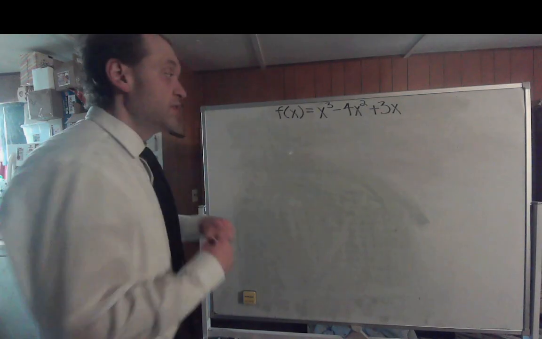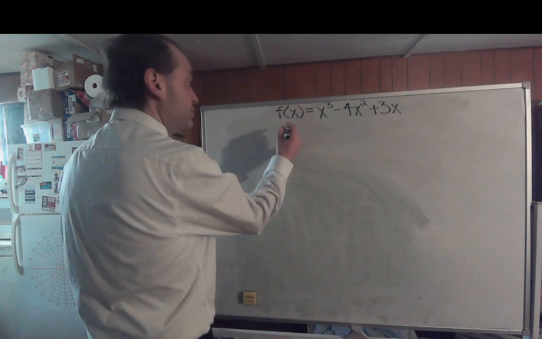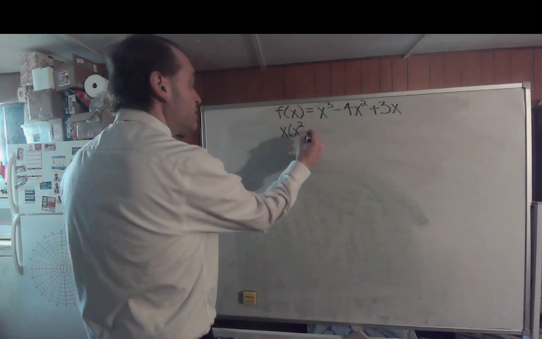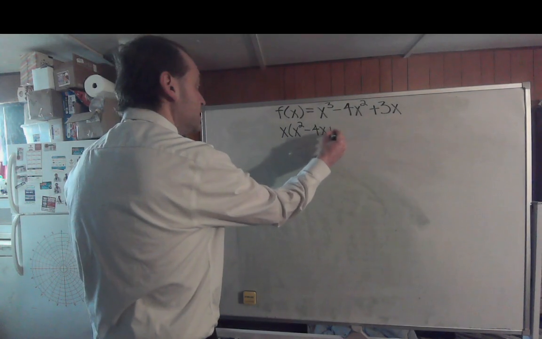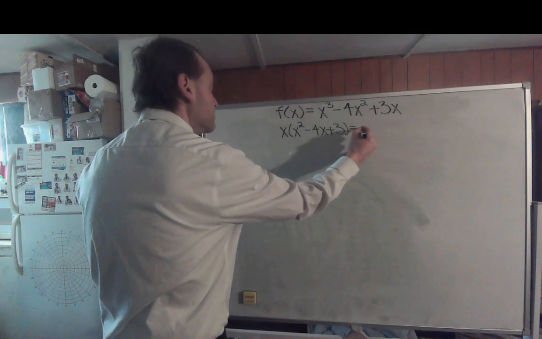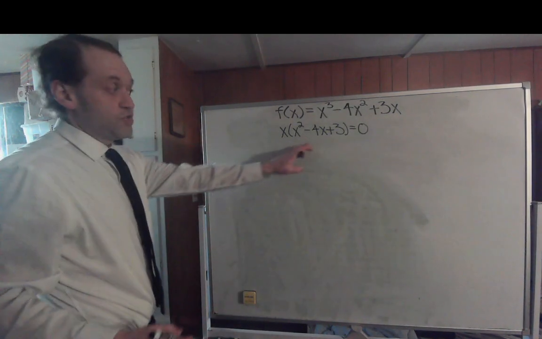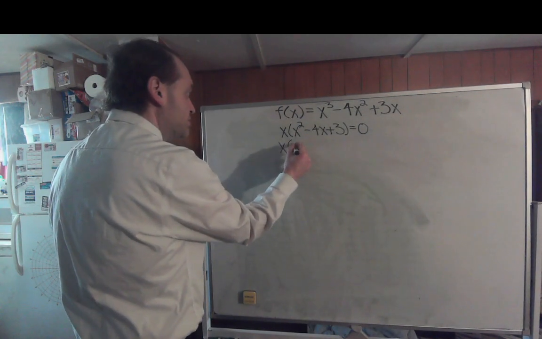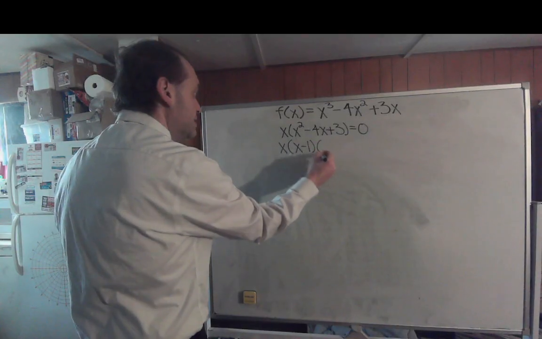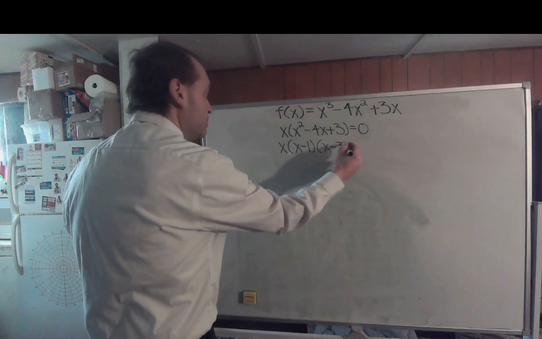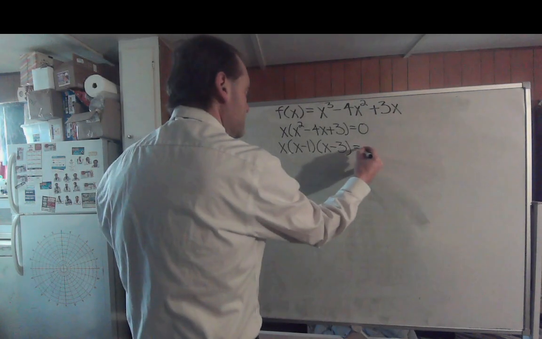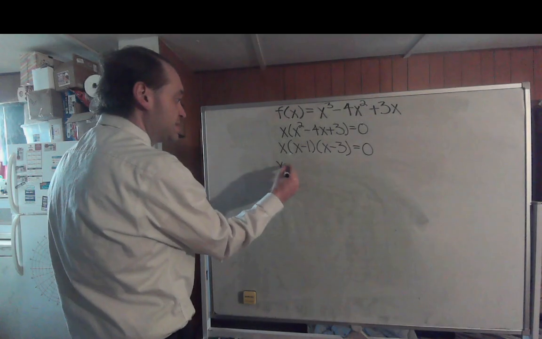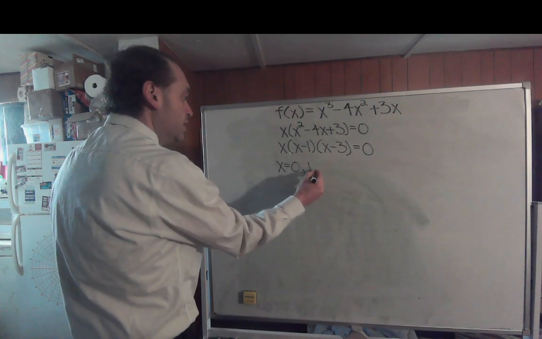We could definitely factor out a common x, right? If we do that, you'll get x times the quantity of x squared minus 4x plus 3, all that equals 0. And this quadratic factor does factor further. It's going to factor into x times the quantity of x minus 1 times the quantity of x minus 3. All that would equal 0. Then just set each of your factors equal to 0, so you'll get x equals 0, 1, and 3.